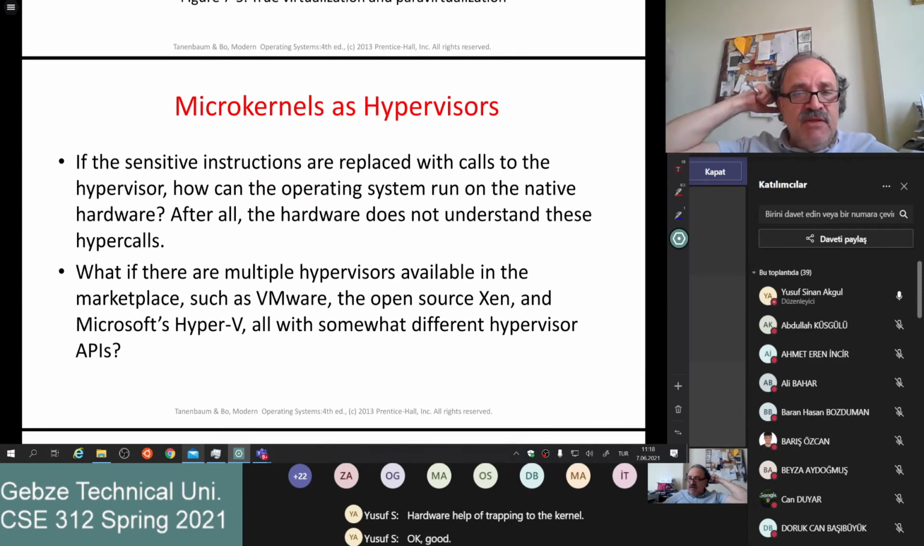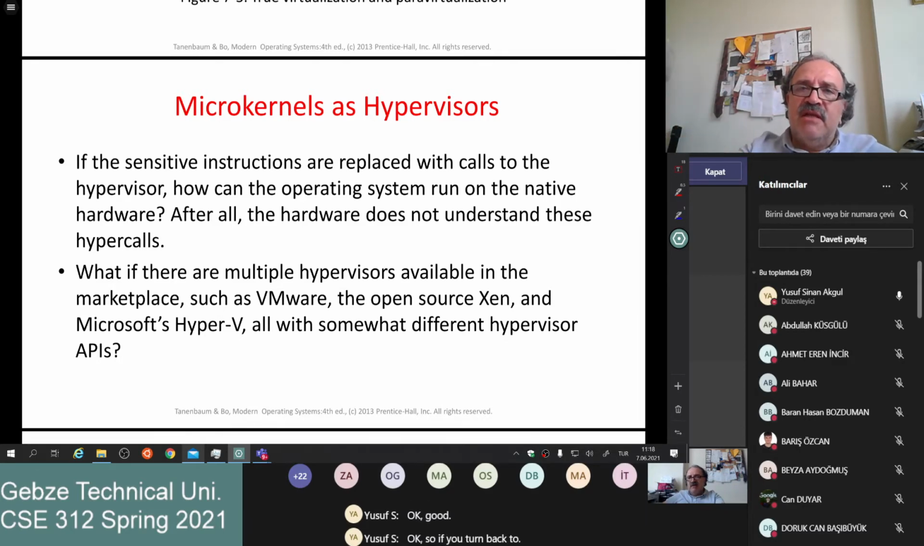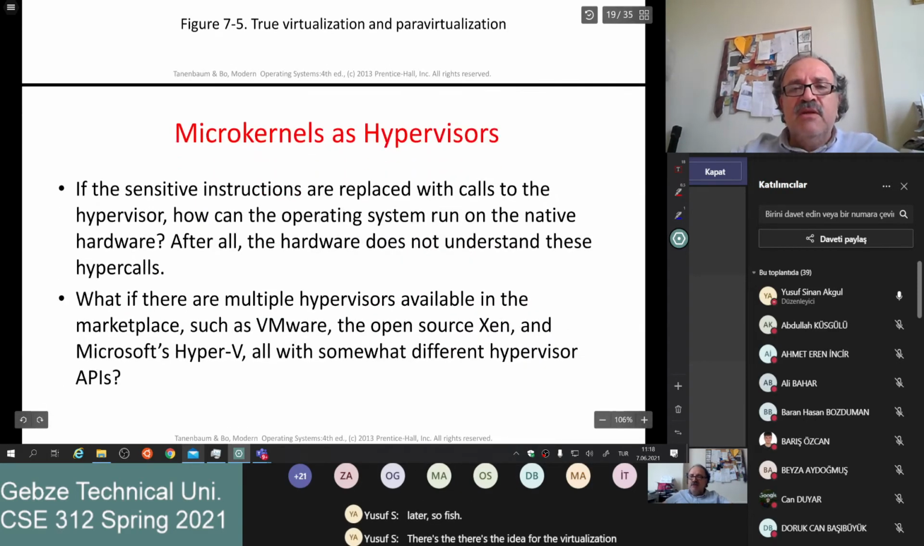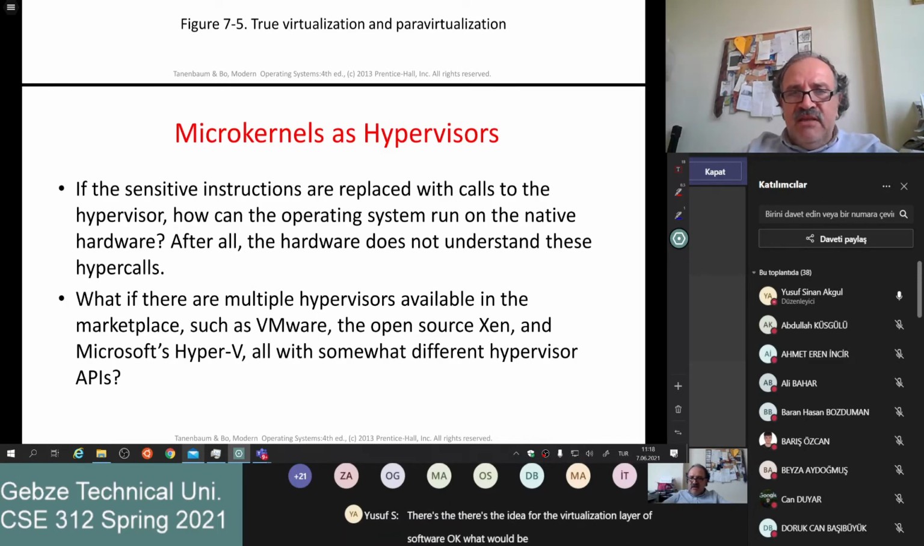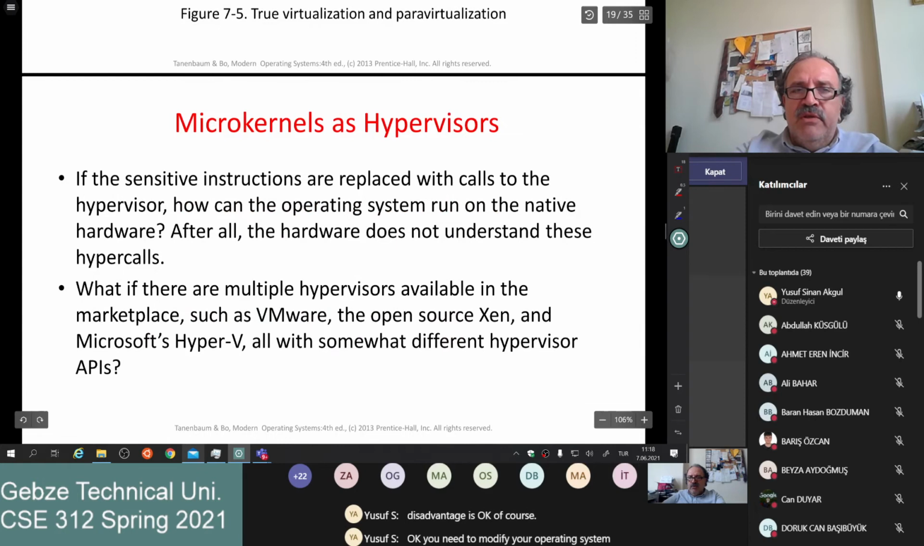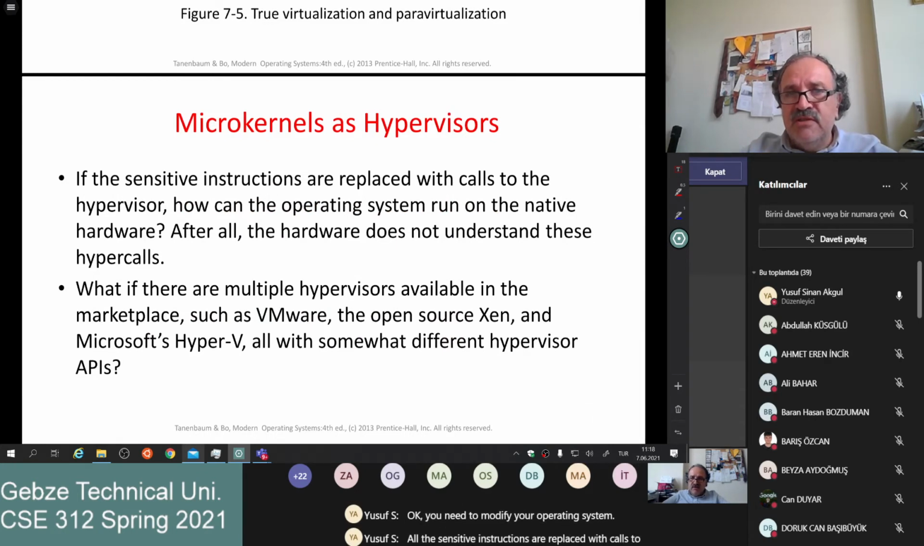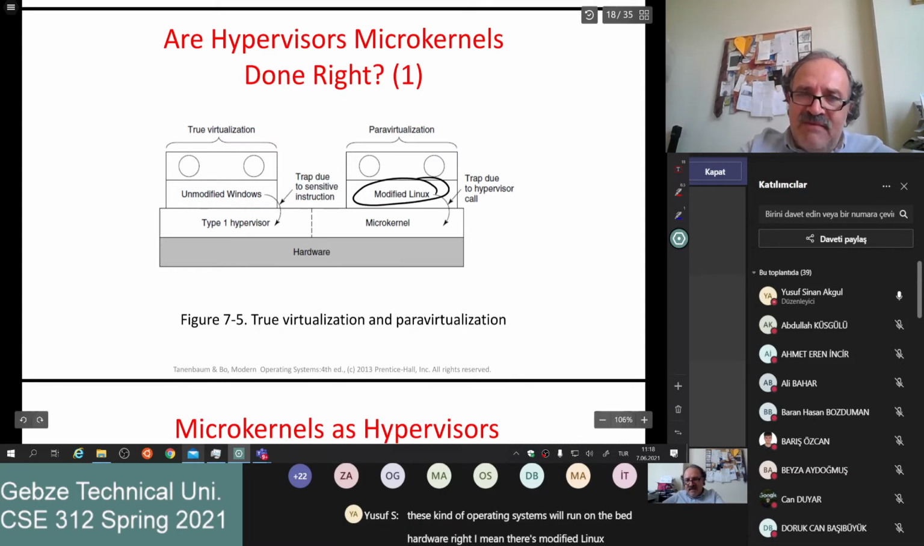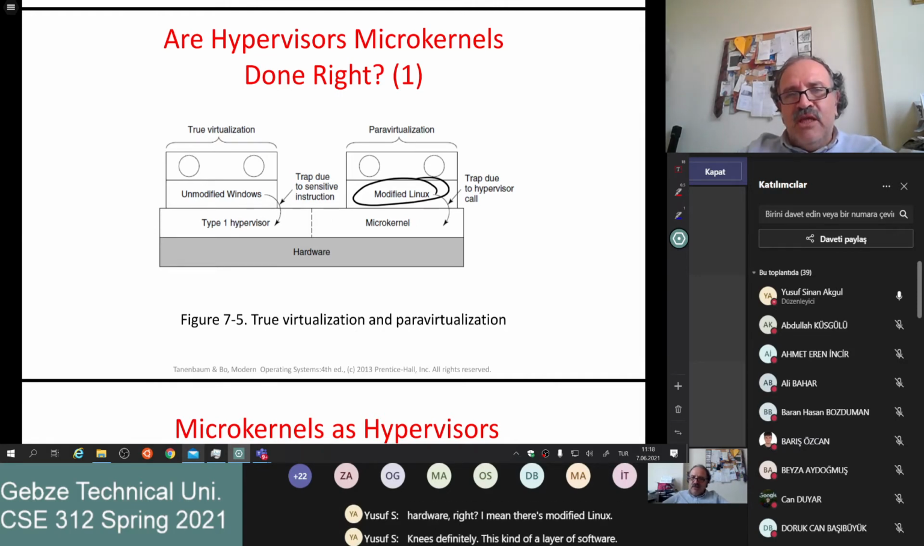Okay, so if we return back to this idea of using modified Linux on top of a microkernel or the para-virtualization layer of software, what would be the disadvantages? Of course, you need to modify your operating system. All the sensitive instructions are replaced with calls to the hypervisor. And if you modify all of your operating system that way, then there is no way that these kinds of operating systems will run on the bare hardware, right? This modified Linux definitely needs this kind of a layer of software. So that would be one of the problems.